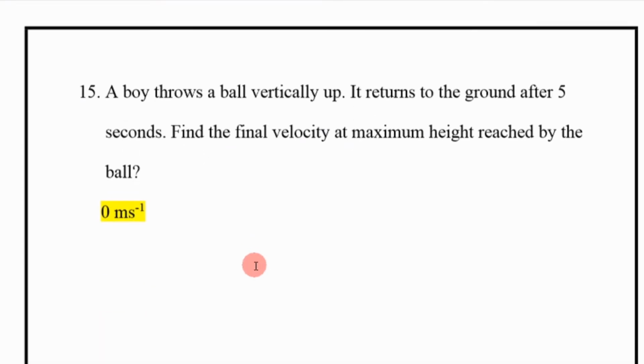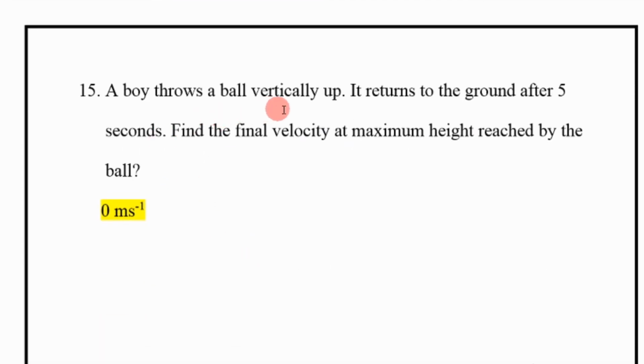Next, a boy throws a ball vertically up. It returns to the ground after 5 seconds. Find the final velocity at maximum height reached by the ball. 0 meter per second.